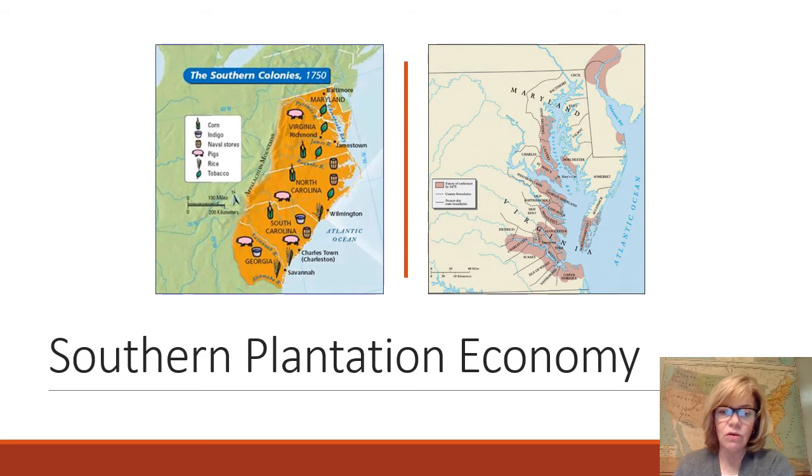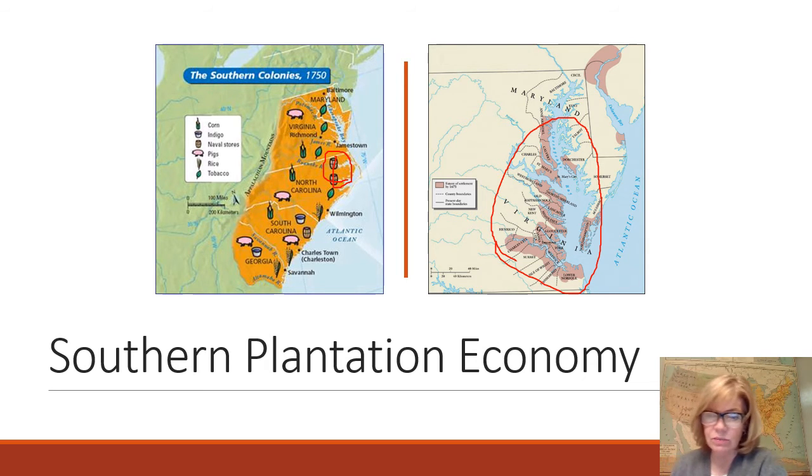All right, here are some of the crops that were grown in the southern colonies. You can see it there. They would have corn, indigo, naval stores. That's right here. They create things that are used for ships. Also raising pigs, but a lot of it was tobacco. So this was the area that was settled very early on, all along the Chesapeake Bay. And up here too, this is the Delaware River.